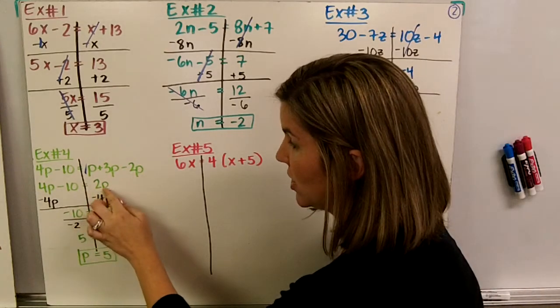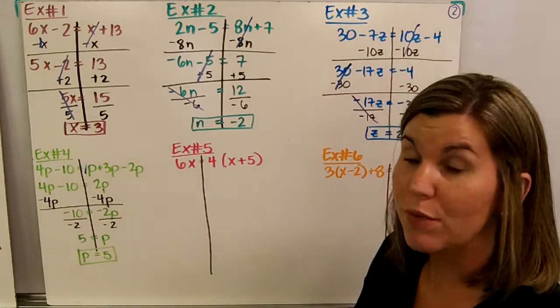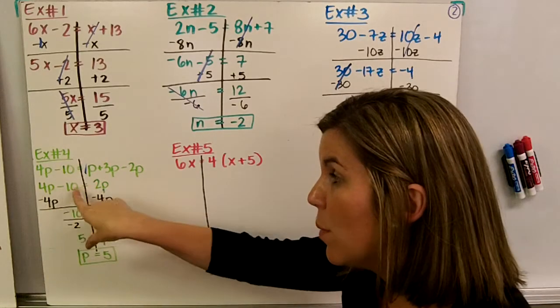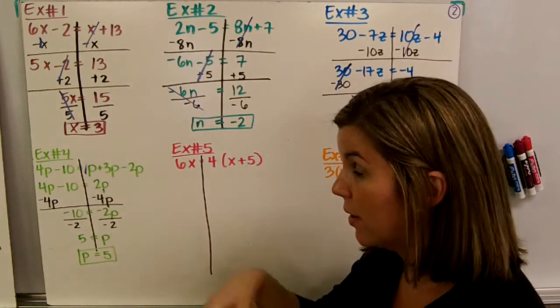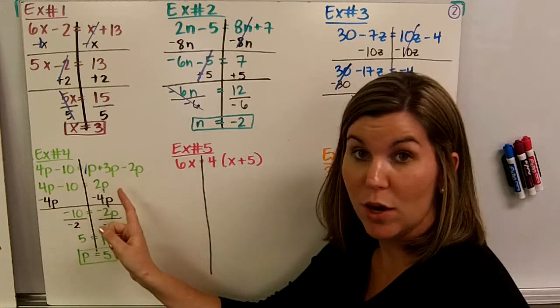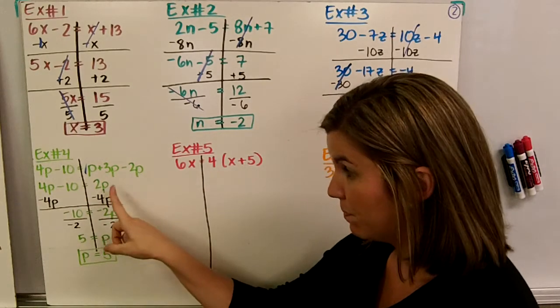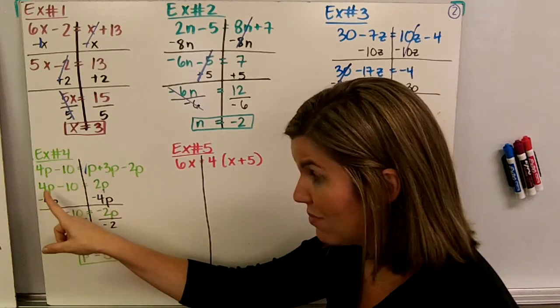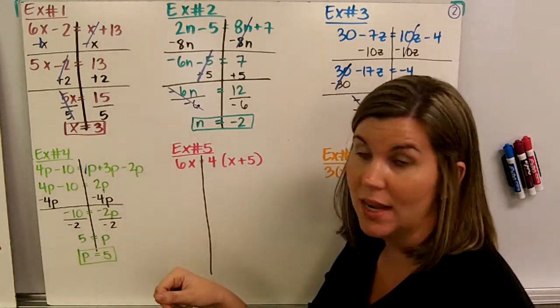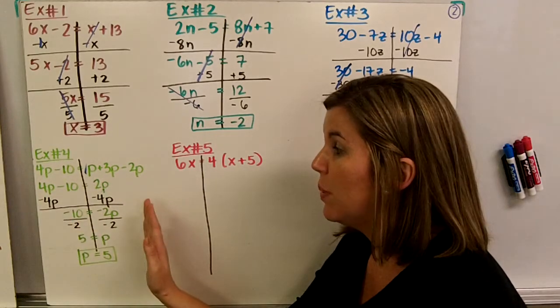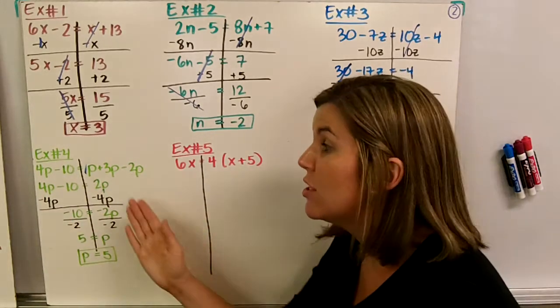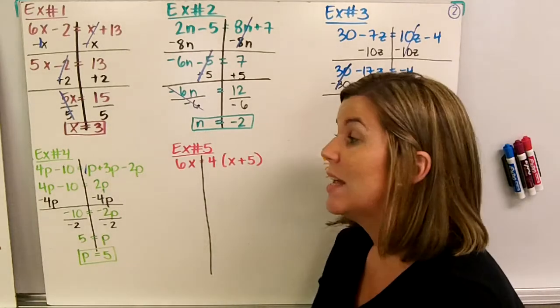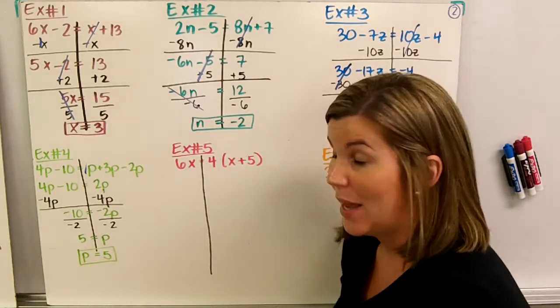Now I'm not dividing, I was just underlining it to show you what the new value was. Now I have 4p minus 10 equals 2p. So I have the variable on both sides of the equation. I'm going to subtract 4p from both sides. Now that's going to move p to the right side. You could subtract 2p from both sides and your answer will be the same.